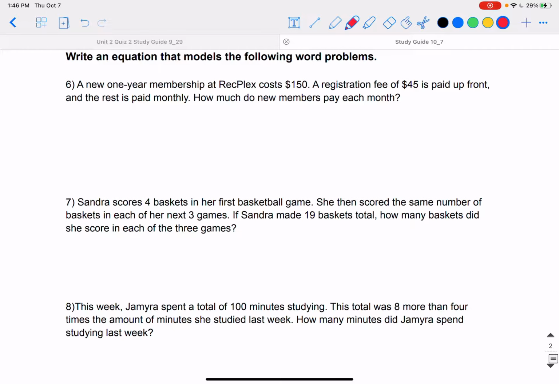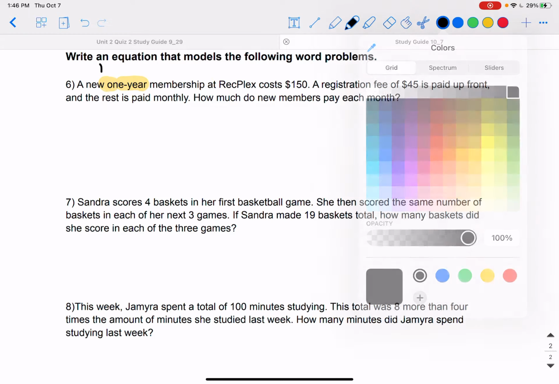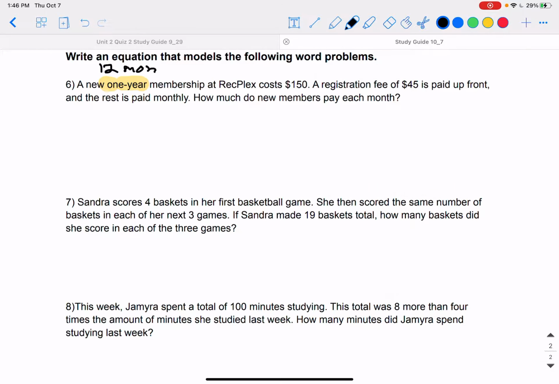Okay, write an equation that models the following word problems. So a new 1-year membership at RecPlex costs $150. A registration fee of $45 is paid up front, and the rest is paid monthly. How much do new members pay each month? So, I'm going to highlight 1-year membership. One year is 12 months.